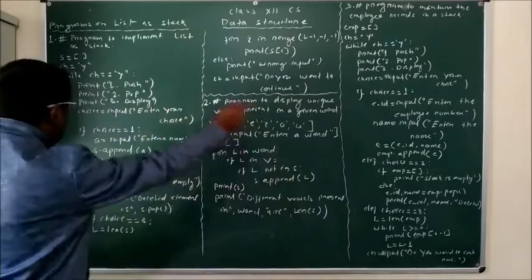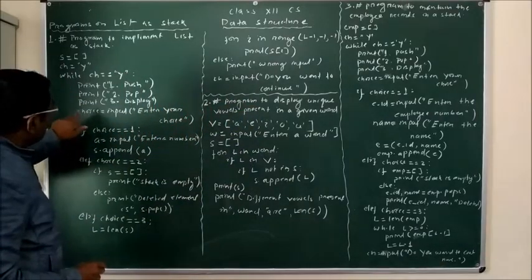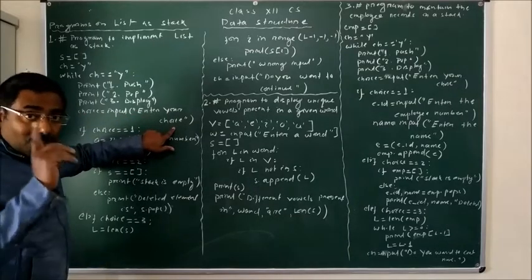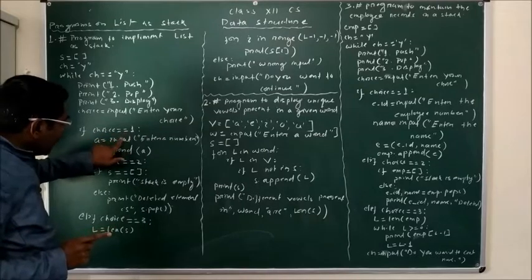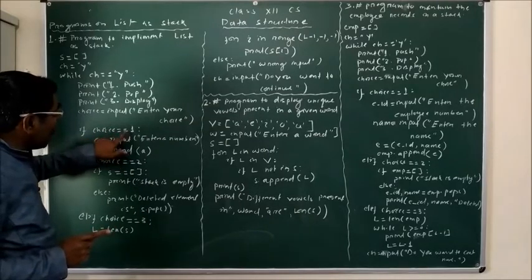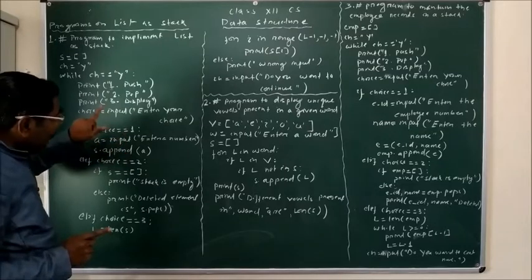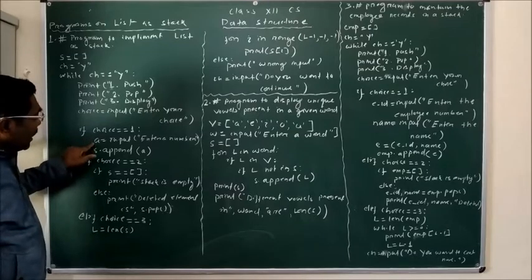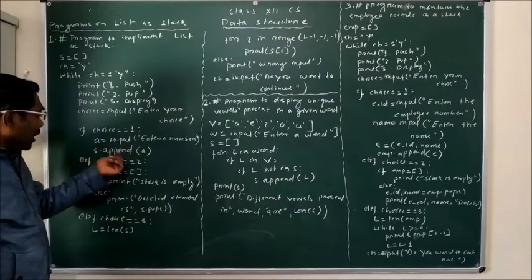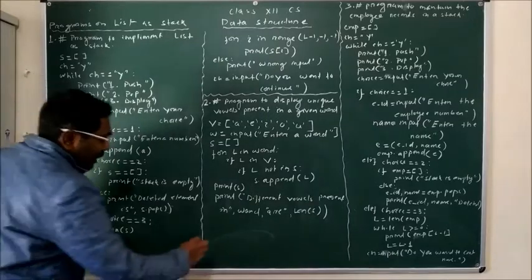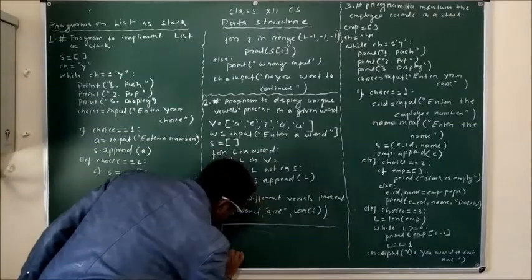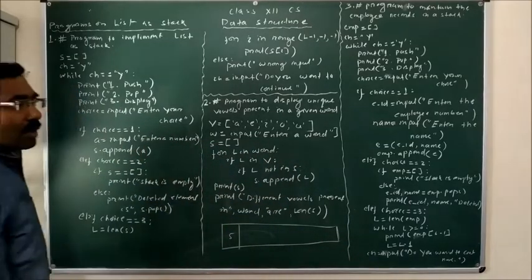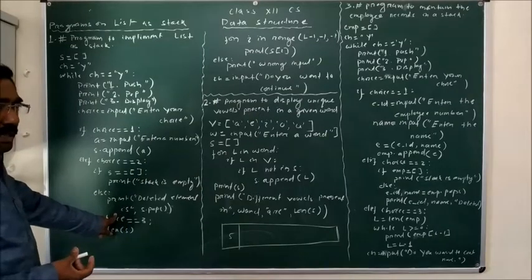Try to understand. Suppose after execution of this statement, choice is equal to input, enter your choice. You have pressed 1. Then choice is equal to 1, and this if will be satisfied. If this if is satisfied, then these two statements are executed, that is a is equal to input, enter a number, and s dot append a. So what happens now? Suppose this is the list. If you have entered 5, then 5 will be stored over here after this append statement.